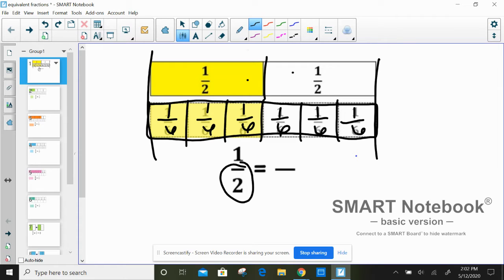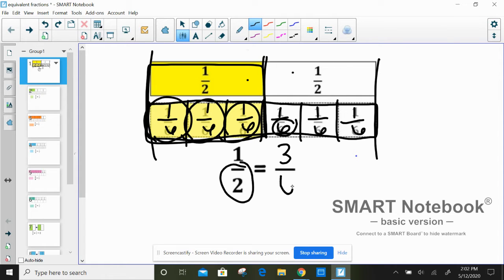Okay, so how many of those new 6 boxes are shaded? Let's see, 1, 2, 3. Just like above, it's the only parts here that are yellow, right? So 3 of those 6 shapes is shaded. So that means the fraction 1/2 is equivalent to the fraction 3/6. Now, if it's not quite totally making sense yet, stay with me. We have lots of examples to go, okay?